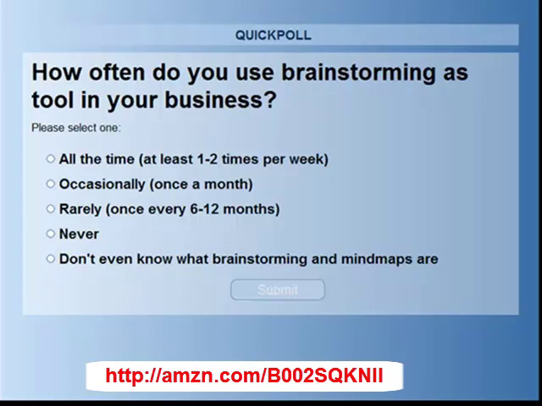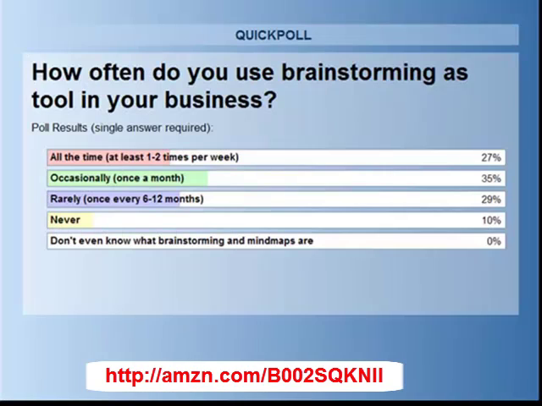So this is good. Everybody's voting quickly. We got 82% of the vote in, so I'm going to give us a little countdown. 5, 4, 3, 2, 1, 0. All right, 88% of the vote in, and the results: 27% do it at least 1 to 2 times a week, 35% at least once a month, 29% rarely, 10% never.